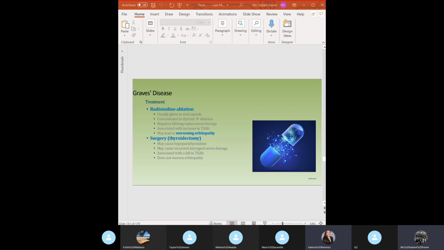What's the blood supply of the thyroid? Superior thyroid artery and inferior thyroid artery. The superior thyroid artery, what branch? So it branches off what main artery? The external carotid. External carotid, excellent. How about the inferior thyroid artery? It's a branch of what? Remember that silly thing that we've memorized, the thyrocervical trunk? That's it. It's a branch of the thyrocervical trunk.